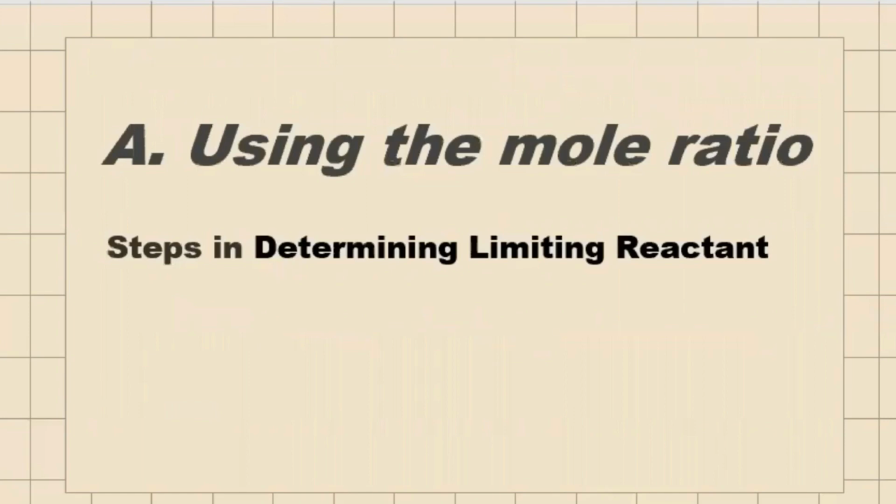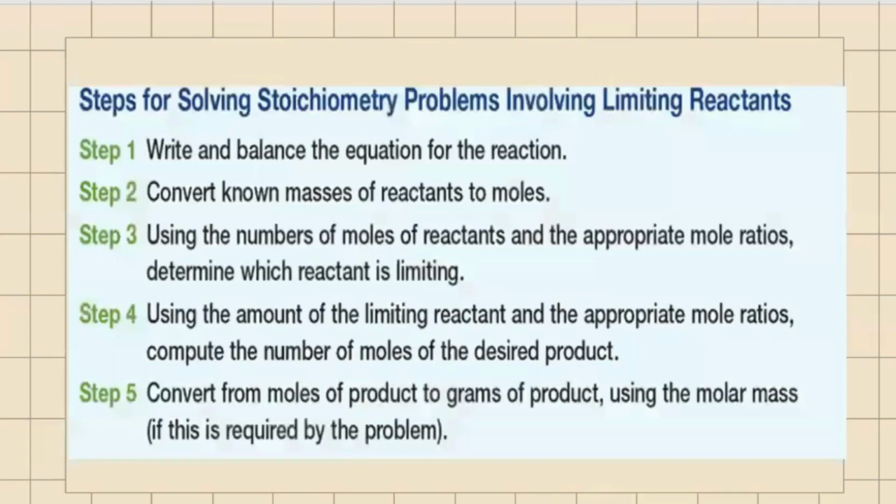Using the mole ratio method, steps in determining the limiting reactant. There are several steps. The first step, write and balance the equation for the reaction. The chemical reaction must be balanced. Second, convert the given masses of reactants to moles by using the formula: the number of moles equals the given mass of the substance divided by the molar mass. Molar mass is the mass of 1 mole of a substance.